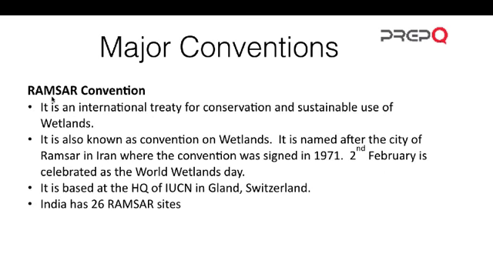Next, Ramsar Convention. It's an international treaty for conservation and sustainable use of wetlands. It is also known as the Convention on Wetlands. It is named after the city of Ramsar in Iran, where the convention was signed in 1971. 2nd February every year is celebrated as World Wetlands Day. India has 26 Ramsar sites.